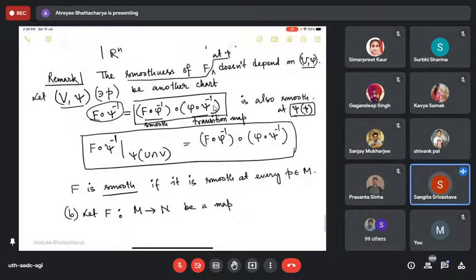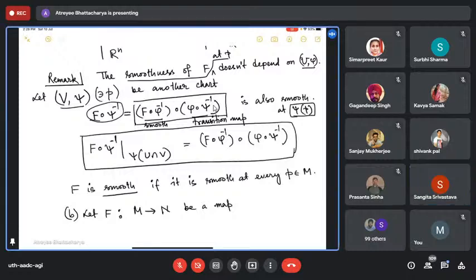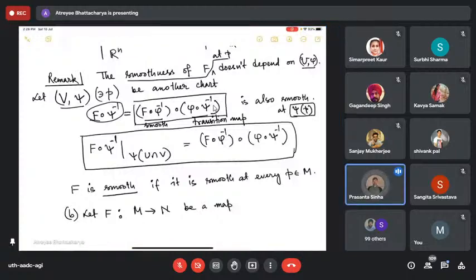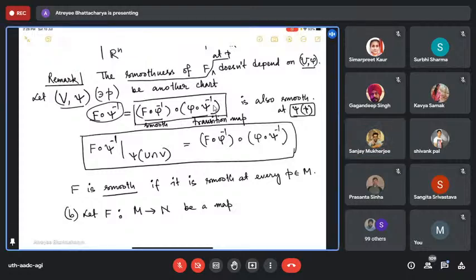Ma'am, can U intersection V ever be empty? No, see, if U intersection V is empty, then we have nothing to worry about. But U intersection V can't be empty, because V contains P, and U also contains P. Then at least P is there in the intersection. Okay, thank you.